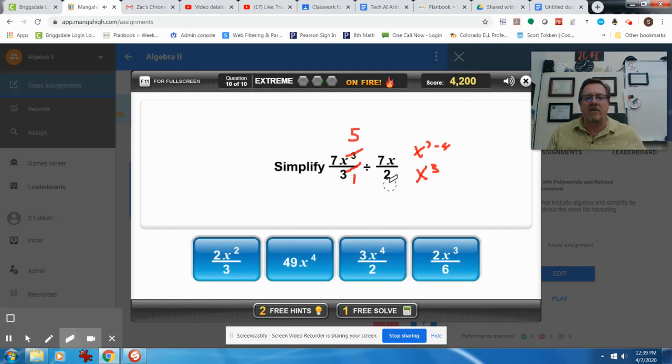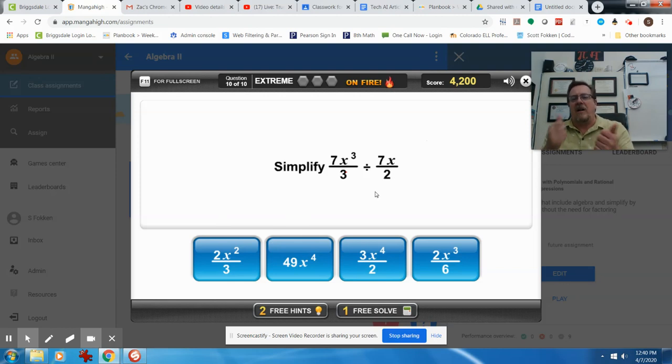Uh-oh, got to get my eraser. It's a different problem. We're on fire, by the way, in the extreme mode. What are we going to have to do with this one? Copy, dot, flip, or keep it, change it, flip it, invert and multiply. So you're going to change this to multiplication and flip this term upside down, and then look for common factors.